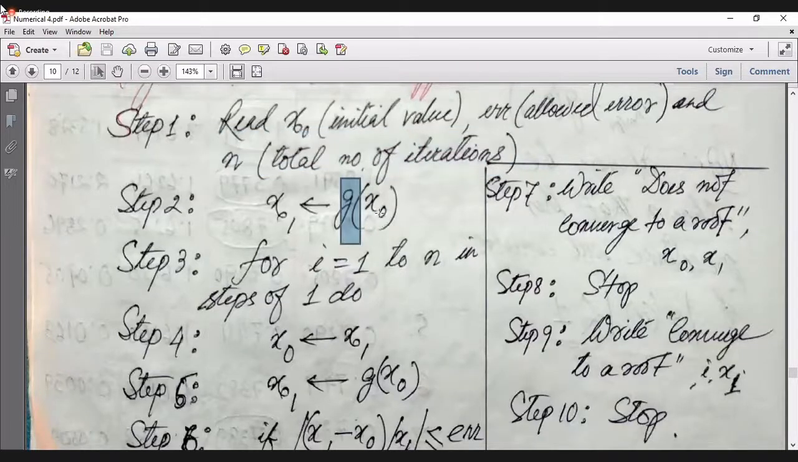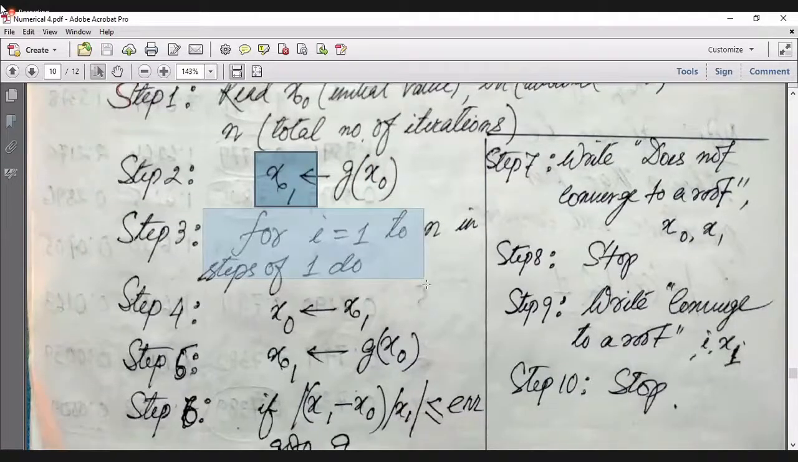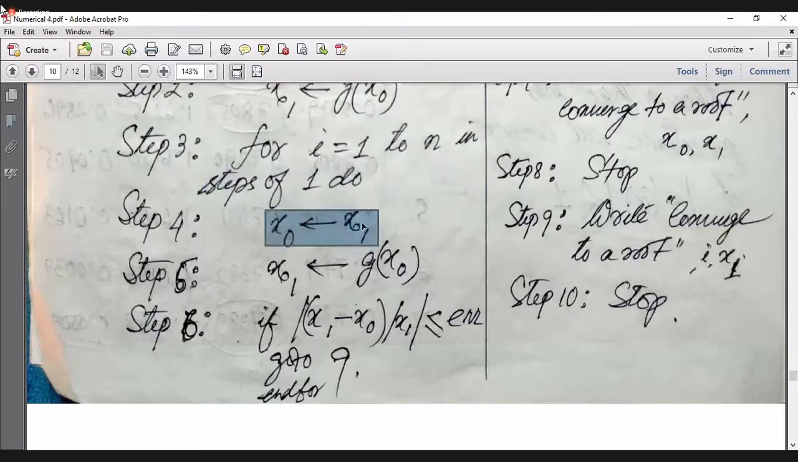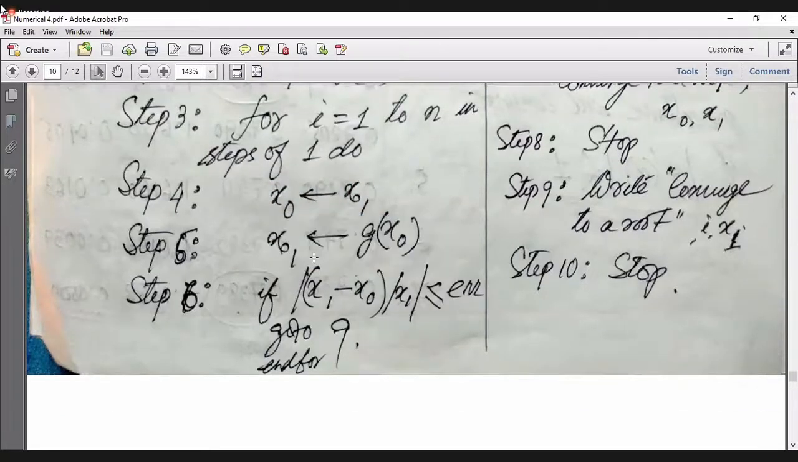Then substitute the value of x naught just to get the new value of x1. Okay, then continue this for some loop. Then assign the value of x1 to x naught. Okay, the new value we are going to assign to the old value. Then calculate this again. So how long are we going to proceed? Until the relative error is less than the allowed error. Then stop it. Okay, this is very simple, very straightforward.